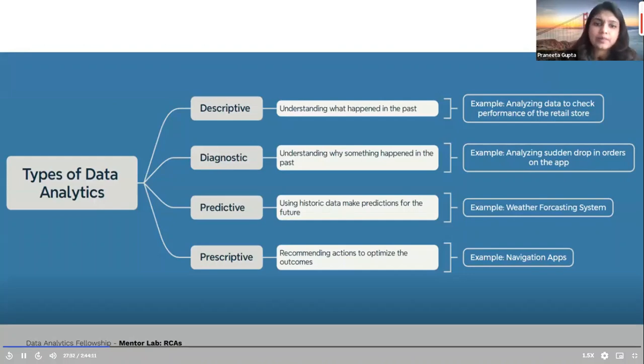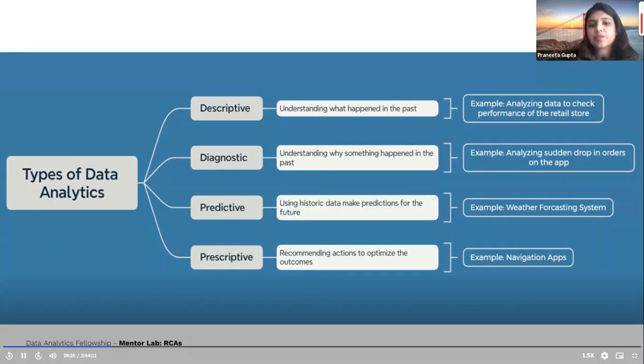Then we come to diagnostic. Diagnostic में क्या है? There is some issue that has happened, and now you need to dive deeper into the data and understand how you can improve it. What has caused the issue, first of all? Then secondly, what can you do to prevent it? Say Amazon, not just Amazon, but some other app, there's a sudden drop in orders, a sudden drop in app opens or something. So now you will have to go and understand what could have caused this issue. When we move on to RCA problems, you will understand how we deal with diagnostic data analytics.